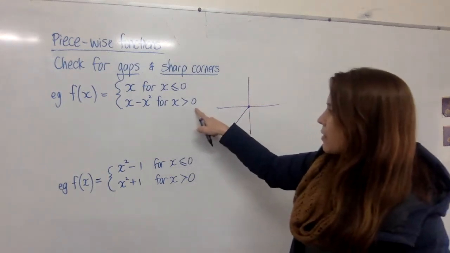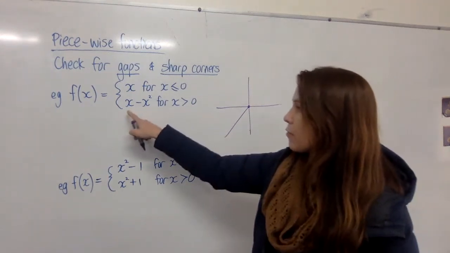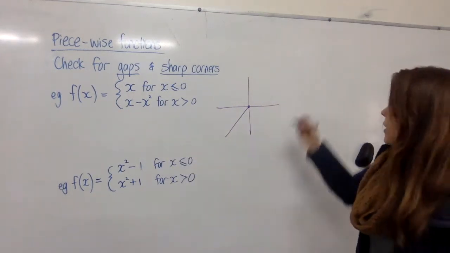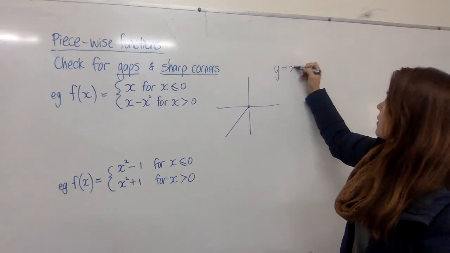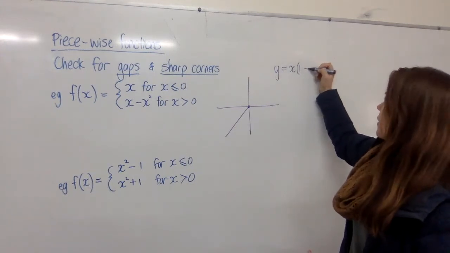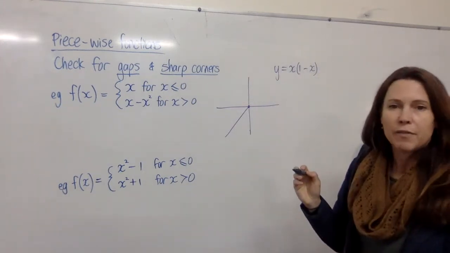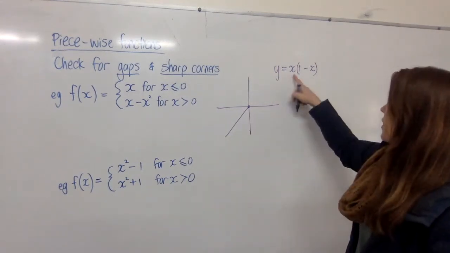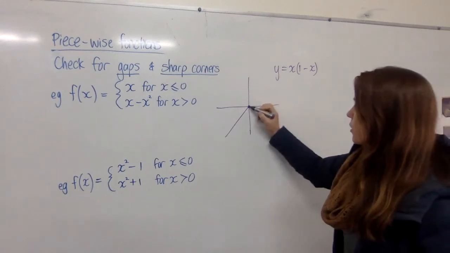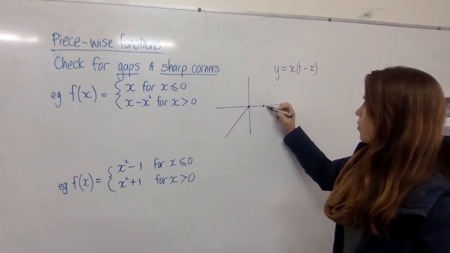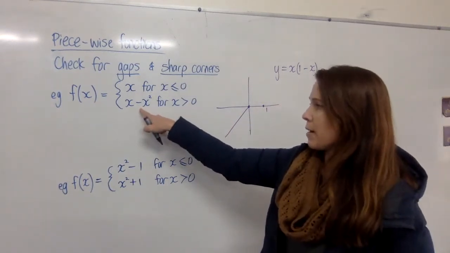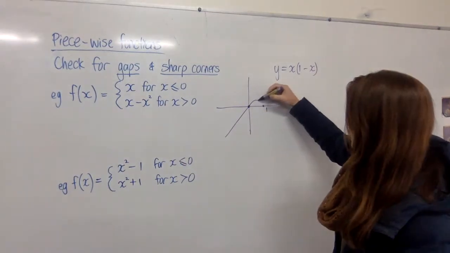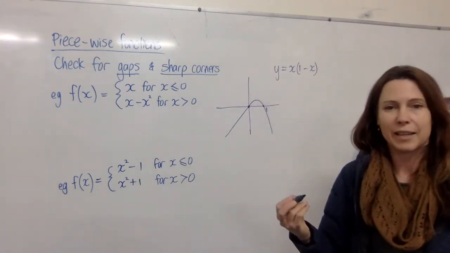But as soon as x is greater than 0, it follows this rule. It's basically the curve y equals x minus x squared. Now, if I factorise that, I can see that I'm going to get this. And if I want to know how to graph it, let y equal 0 to find the x-intercepts. Either x is 0 or x is 1. So it goes through the origin and the point 1. And I can see that it's an upside-down parabola because I've got this negative value of x squared. So I can basically draw it like this.